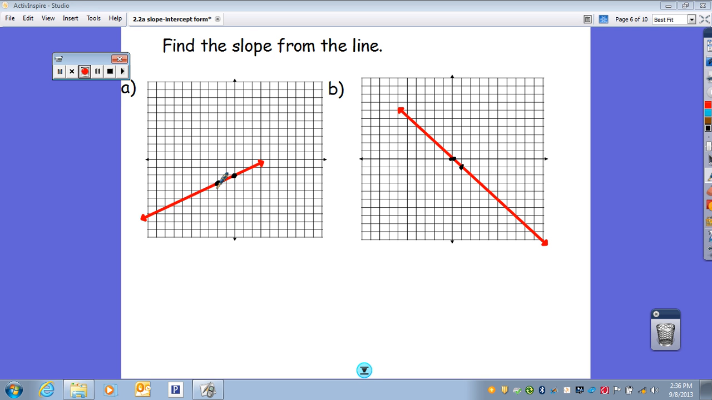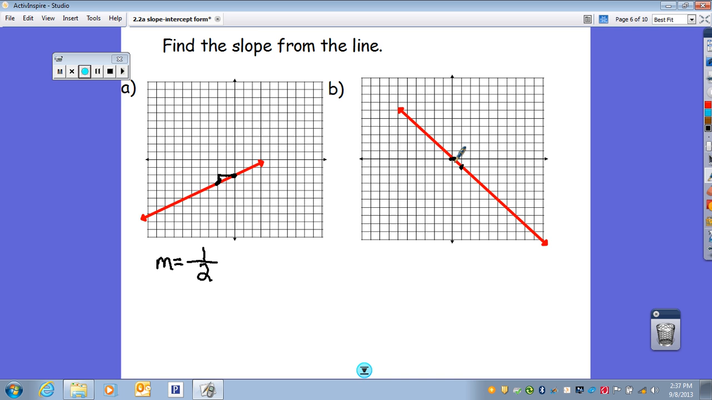So if I start at this point, I want to know how many units do I go up or down. And I'm going to go 1 unit up, and I'm going to go 2 to the right, which means I had a rise of 1 and a run of 2 units. The slope of this particular line is 1/2.